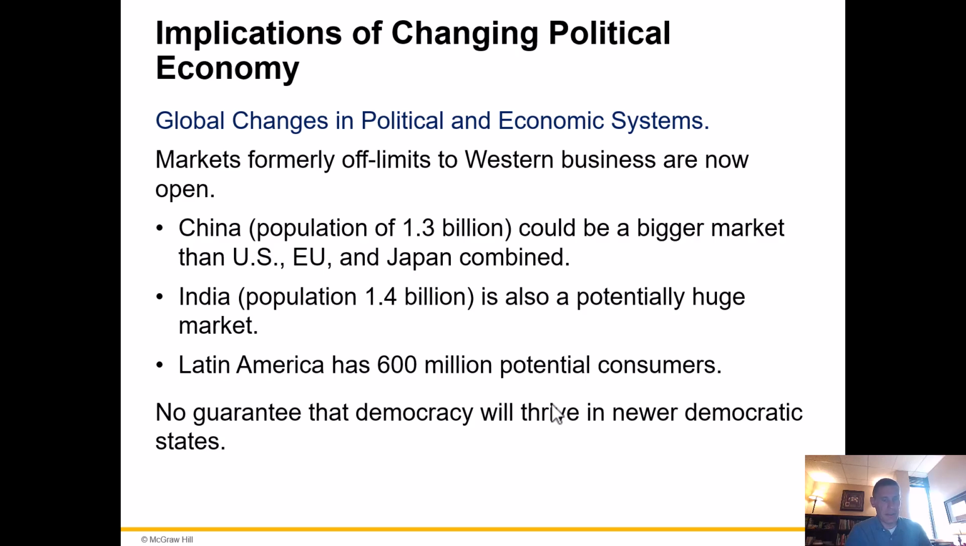There's no guarantee that democracy will thrive in newer democratic states. So there is a little bit of reticence about to what extent companies really want to invest heavily, like foreign direct investment, in those areas, because of perhaps state autocracy, coup d'etats, and so on and so forth.